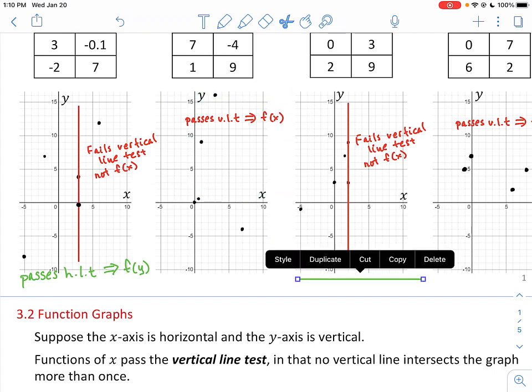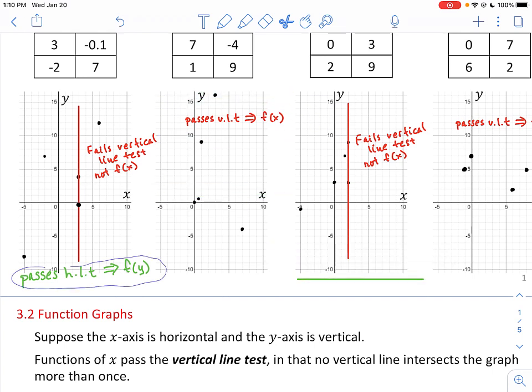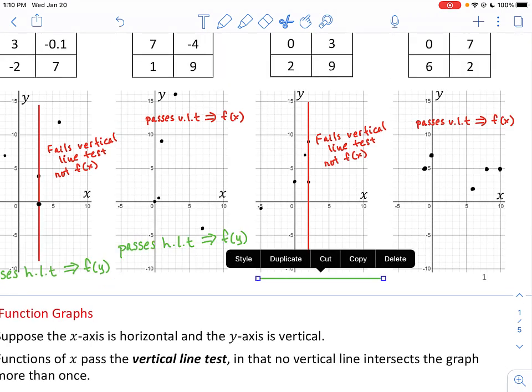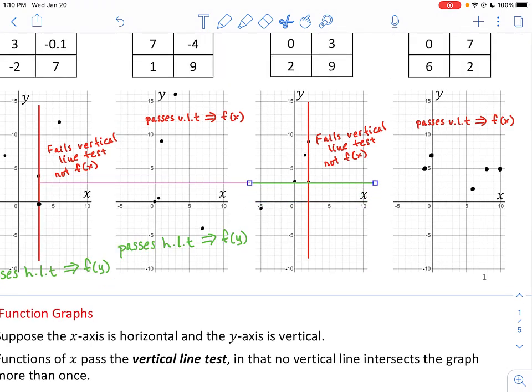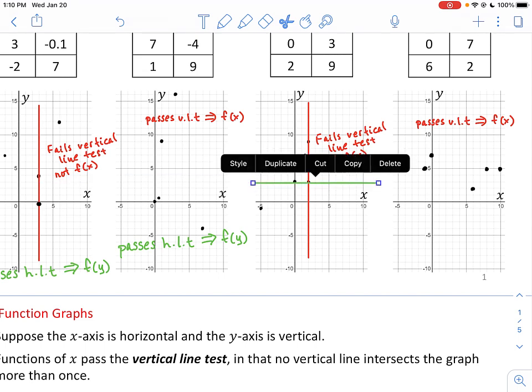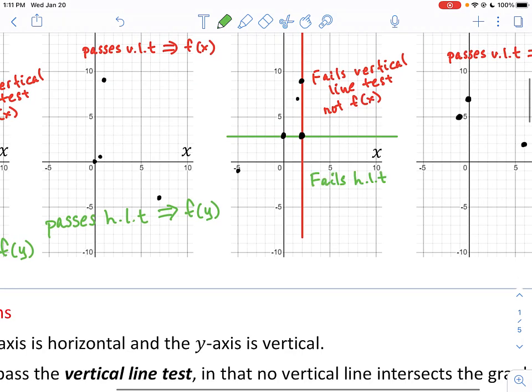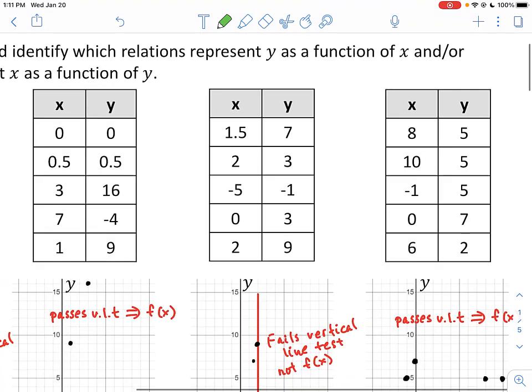So this one also passes the horizontal line test, meaning that we do have a function of y. Now let's look at the third relation. Horizontal line hits the point there, but look at this horizontal line. This one hits 2 points at the same time. So we would say that this one fails the horizontal line test, thus not a function of y. That's because in our table we had one y, 3, that yielded multiple x's.